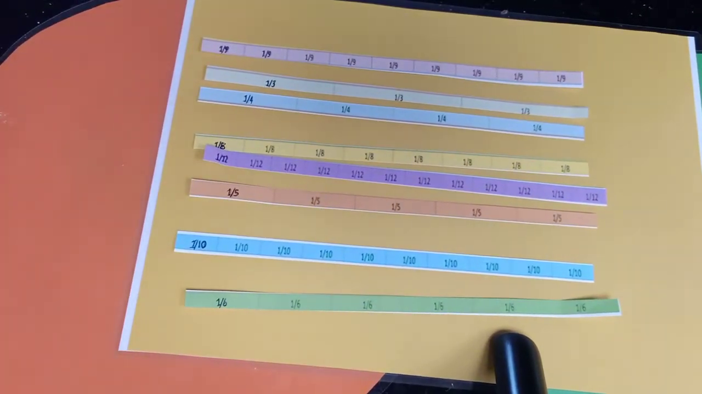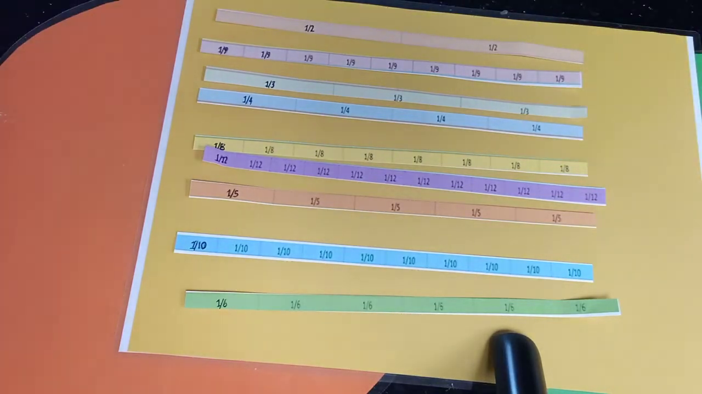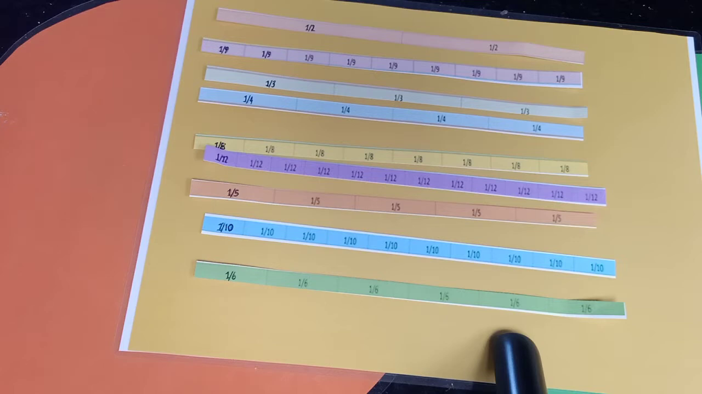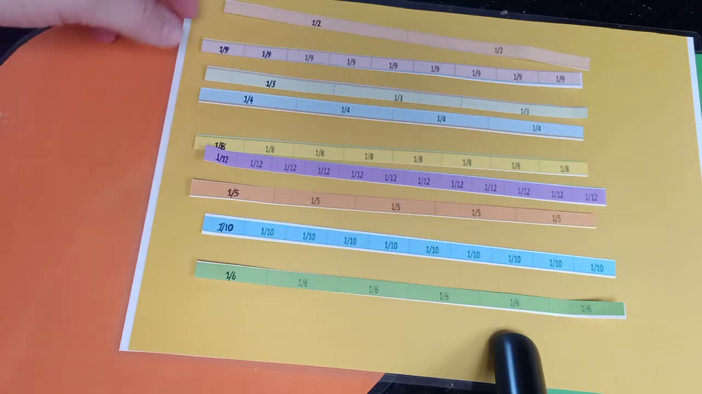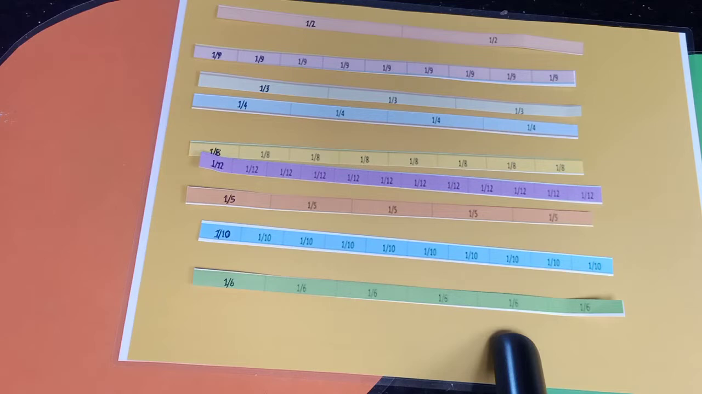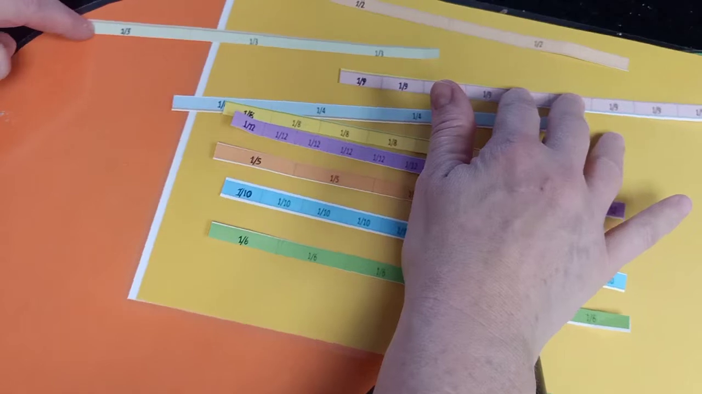And this one here is 1/2. So only 2 equal pieces. And what we want to do is we want to put them in the order of smallest to biggest. So if we start with the biggest one up here, 2 equal pieces, you can see that that's the largest one. We're going to put the largest one at the top. And then we have to find the denominator that's just a little bit bigger than 2.